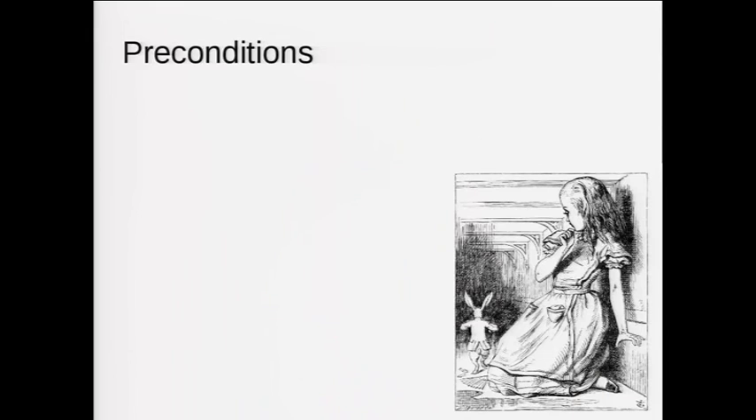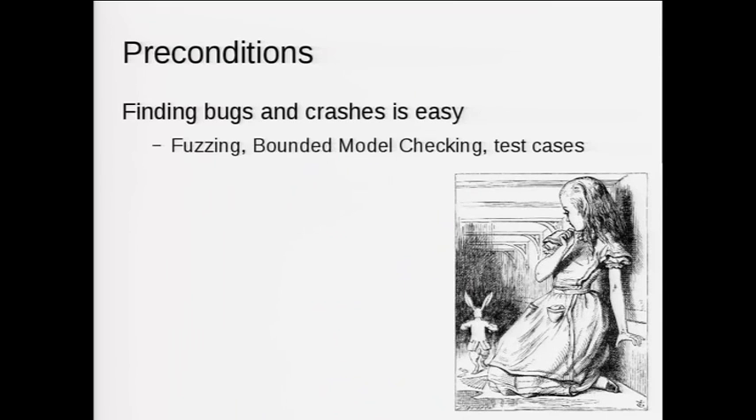So let's start with some of the preconditions when we're following down that hole. There are actually a large set of tools that help you find and discover bugs. And we all know that finding bugs and crashes, that's the easy part, right? Getting something to crash, getting a seg fault, that's easy. There's fuzzing, there's bounded model checking, and test cases, and a whole bunch of other things that can help you to get to these bugs or to actually trigger the bugs.